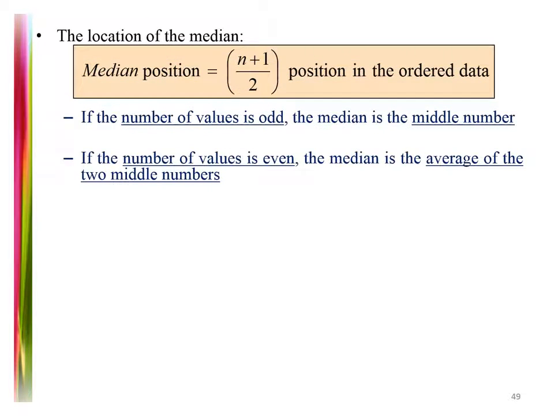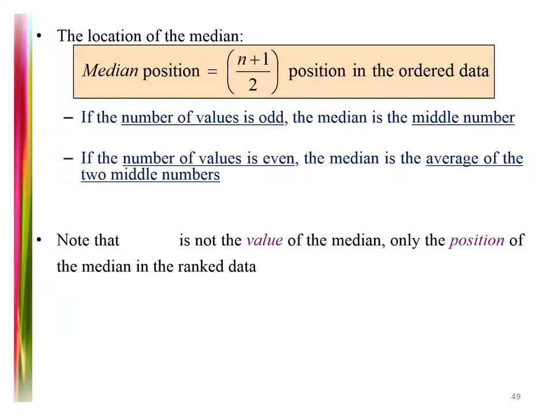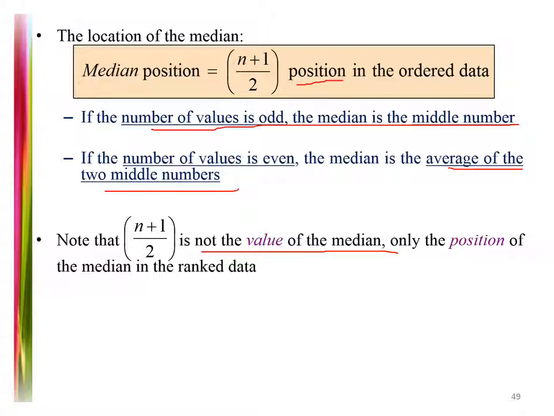Also important: this is the median position, not the median itself. With position (n plus 1) by 2, if the number of values is odd, then the median is the middle number, and if the number of values is even, the median is the average of the two middle numbers. Note that (n plus 1) by 2 is the position, not the value of the median. This is important. The position of the median is found in ranked data, that means data in increasing order.